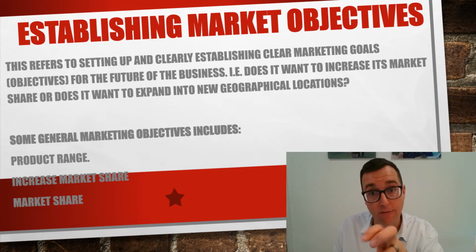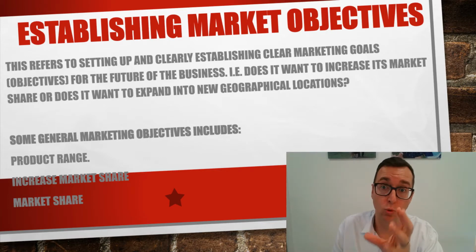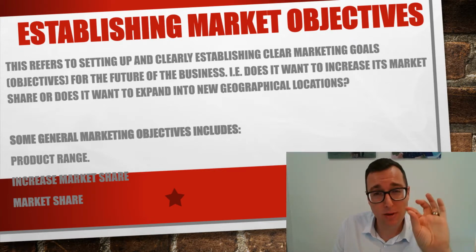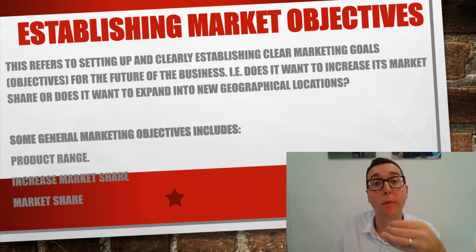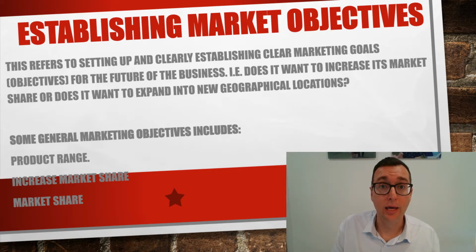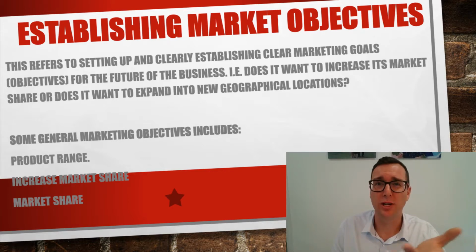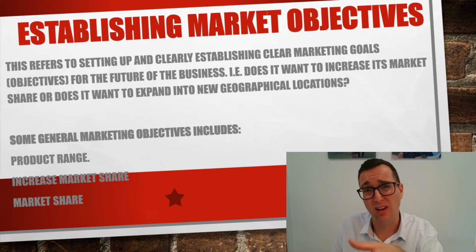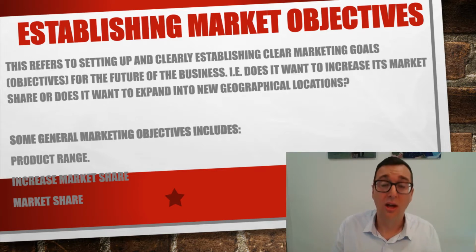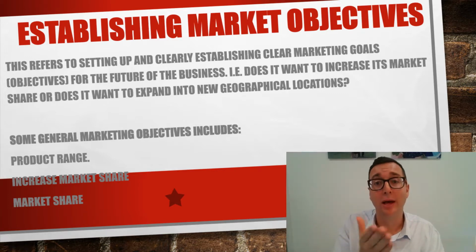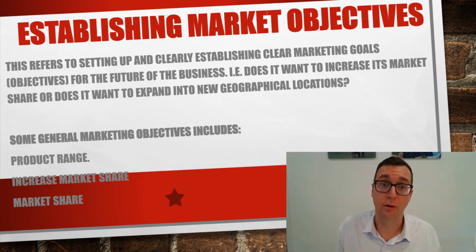S is specific. You need to be specific about what you're going to do. M stands for measurable. A, it needs to be achievable. R, it has to be realistic. It has to actually be, realistically, like it's going to occur. And T is time, the time frame. It has to be within an appropriate time frame.